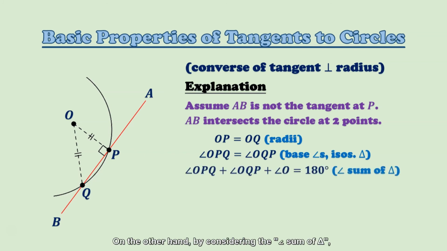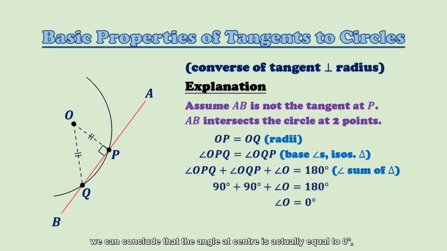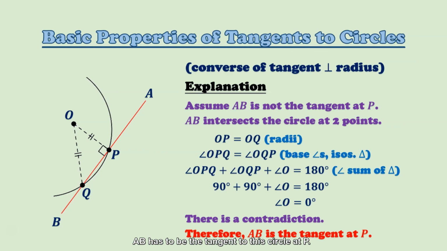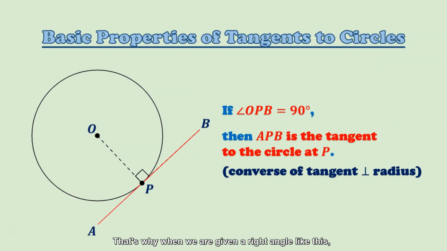On the other hand, by considering the angle sum of triangle, we can conclude that the angle at center is actually equal to 0 degrees. But if Q and P are two distinct points, angle O should not be 0 degrees and therefore there is a contradiction, and that means AB has to be the tangent to this circle at P. That's why when we are given a right angle like this, line AB is always the tangent to this circle, and this is the converse of tangent perpendicular to radius.